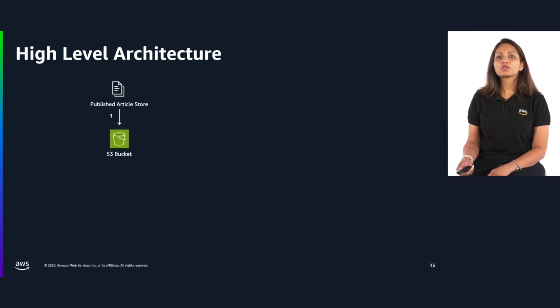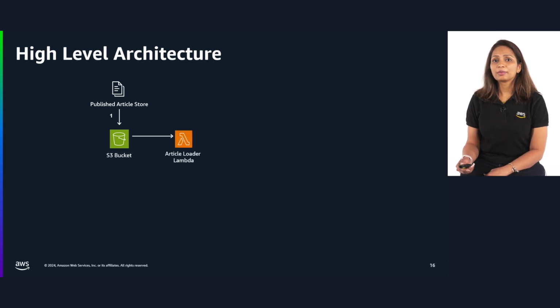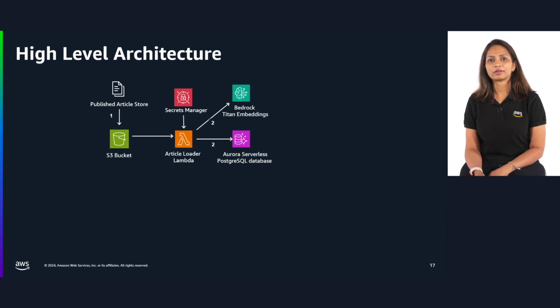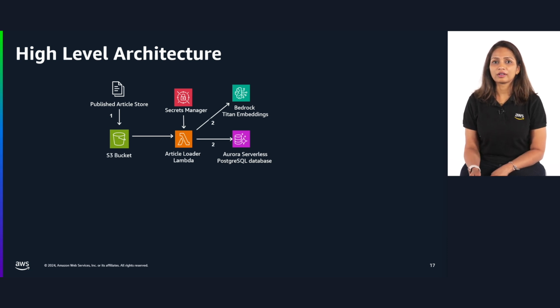The first step is to load the articles into S3 bucket on a periodic basis. Once the file becomes available in S3 bucket, the article loader lambda is triggered. This in turn invokes Bedrock to generate embeddings, insert the embeddings into vector database while retrieving the database credentials from Secret Manager. In this case, we are using Aurora PostgreSQL as vector database.